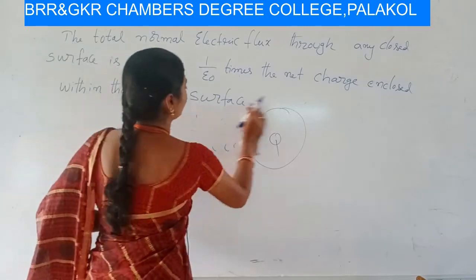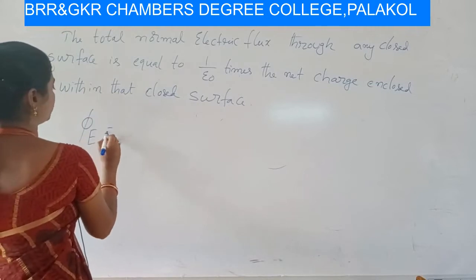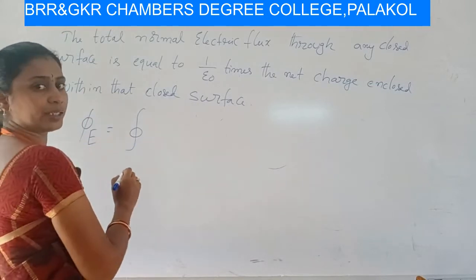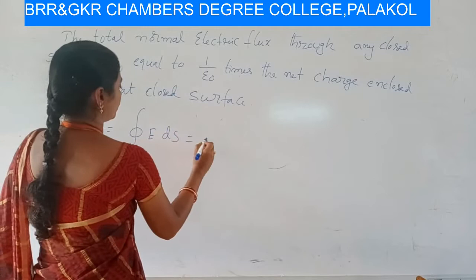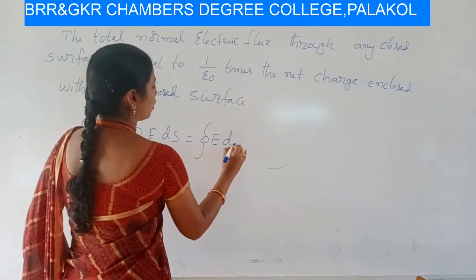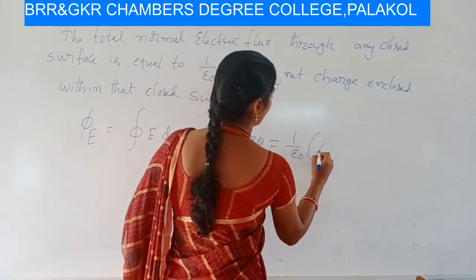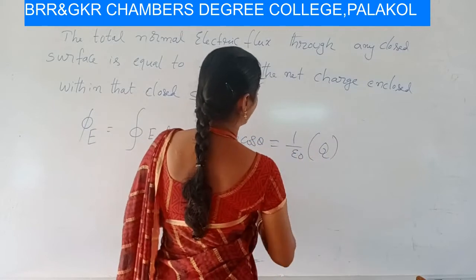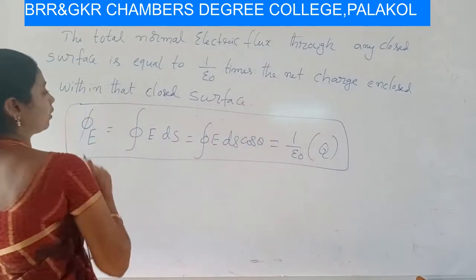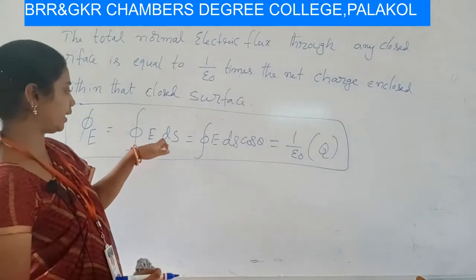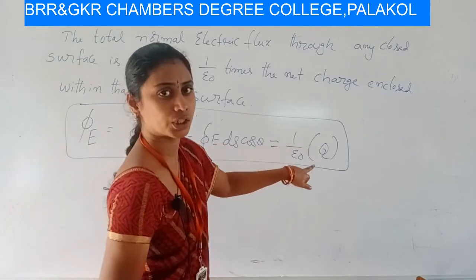The mathematical expression for Gauss law is phi equivalent to, the surface must be closed, so we write the closed integral of E dot ds, that is closed integral E ds cos theta, which is identically equal to 1 by epsilon naught times the charge enclosed. This is the mathematical expression for Gauss law. Phi equal to closed integral E dot ds, nothing but closed integral E ds cos theta, is equivalent to 1 by epsilon naught times the charge q.